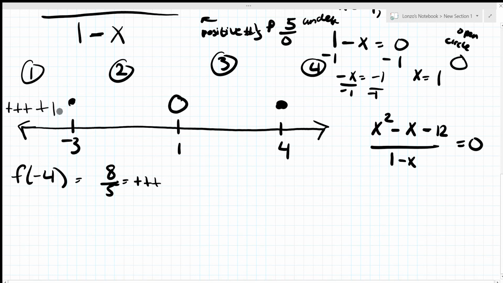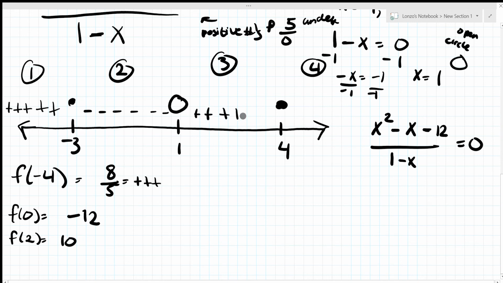Positive, positive, positive. Now I need a number between -3 and 1. What can I use? I'll use 0. F of 0. When you plug in 0 into this equation, I'm going to get -12. -12 is a negative number, so I'm just going to put negative, negative, negative. Okay, now part 3. I need a number between 1 and 4. I'll just use 2. When you plug in 2 into this equation, I'm going to get positive 10. 10 is positive, so I'm going to put positive, positive, positive.